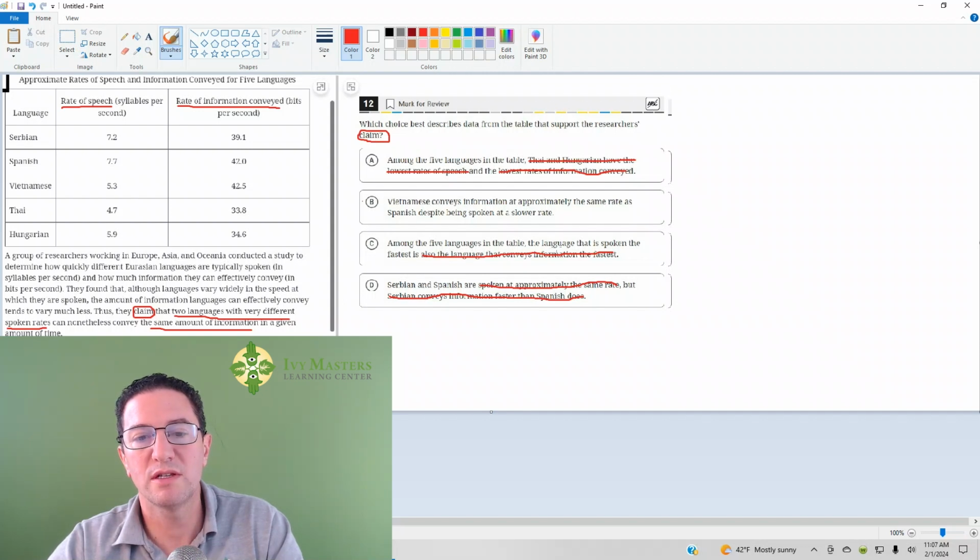5 languages in the table. The language that is spoken the fastest is also the language that conveys information the fastest. That's not showing a difference between the rate and the amount of information given, the amount of time. B is your correct answer.